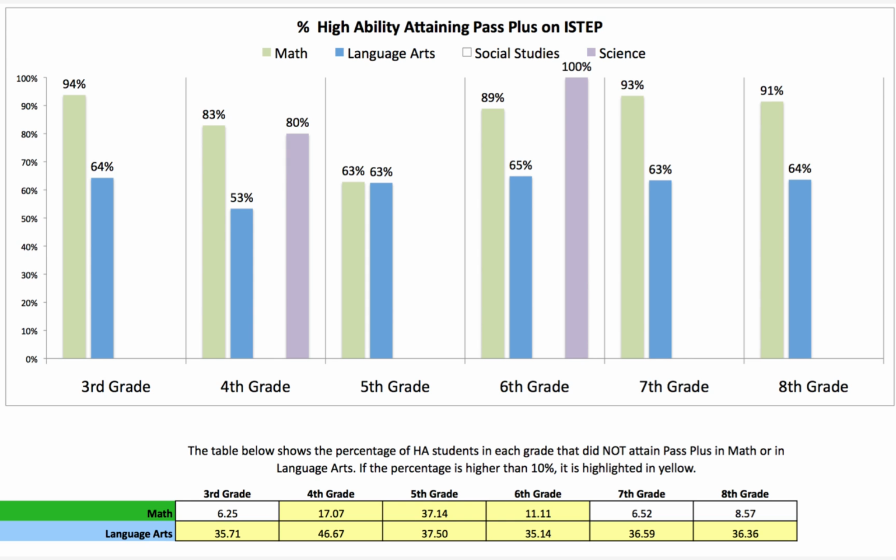And we know some kids don't take the test seriously, or this, that, and the other. So a rule of thumb would be approximately 90% of your high ability kids should be able to score at the Pass Plus level on ISTEP. The green bars here are math, and you can see in this district, not necessarily 5th grade, but with the exception of that, the district is doing pretty well on high ability and Pass Plus in math, but they're not doing very well on language arts, which is the blue.